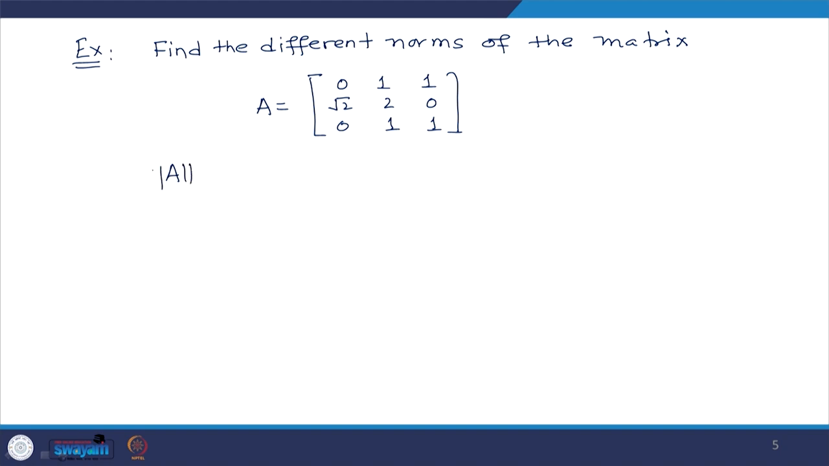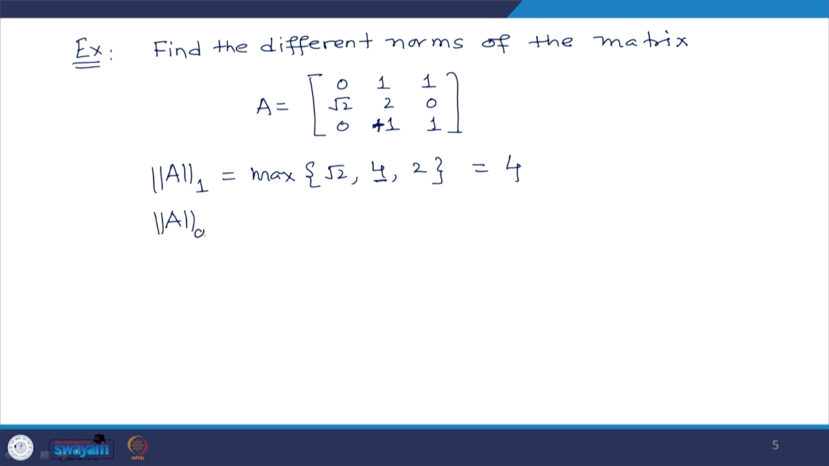First, let us take the 1 norm. The 1 norm will be the maximum column sum. The sum of the first column is root 2, the sum of the second column is 1 plus 2 plus 1, which is 4, and the third column is 1 plus 1, which is 2. So, here this comes out to be 4. Please note that if I had minus 1 here, it would still be 4 because I am taking the absolute value. At this moment I am taking it as plus.